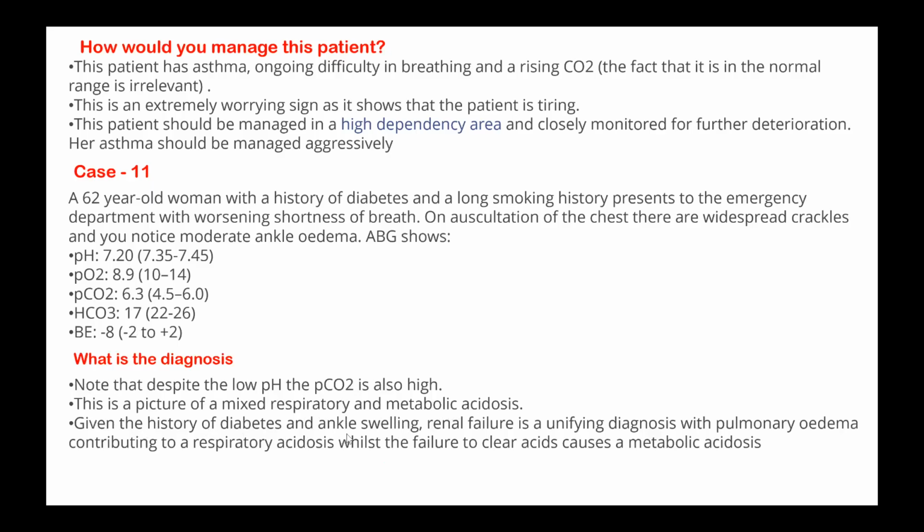Given the history of diabetes and ankle swelling, renal failure is a unifying diagnosis, with pulmonary edema contributing to respiratory acidosis, and the failure to clear acids causing metabolic acidosis. So give credence to all the values. Don't think that if it is a respiratory acidosis which is getting compensated, bicarb should elevate to more than 26. Then only it will be compensated. So these are all case scenarios which will be tricky to diagnose. So think of combined disorders.